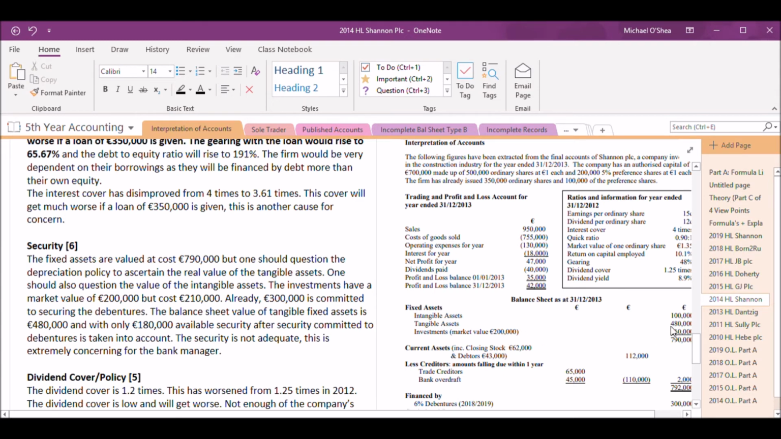those same assets. So out of our tangible assets, there's only 180,000 which would be available for security after the debenture is taken into account.